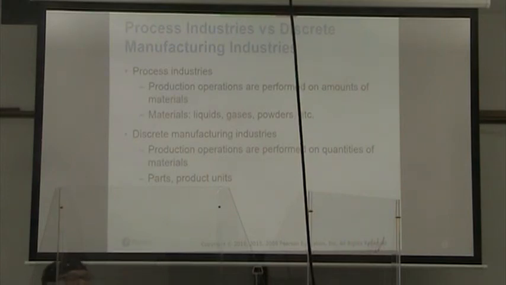Whereas in production operations, we are looking at discrete manufacturing industries, excuse me. We perform operations on a quantity of materials, and we're making individual parts or product units. Right, so we can have a half a gallon of gasoline that we made, but we can't have half a part that we made. Or half a blender, half a car.